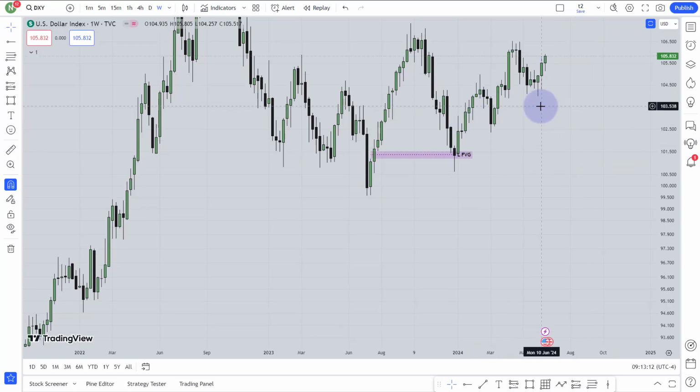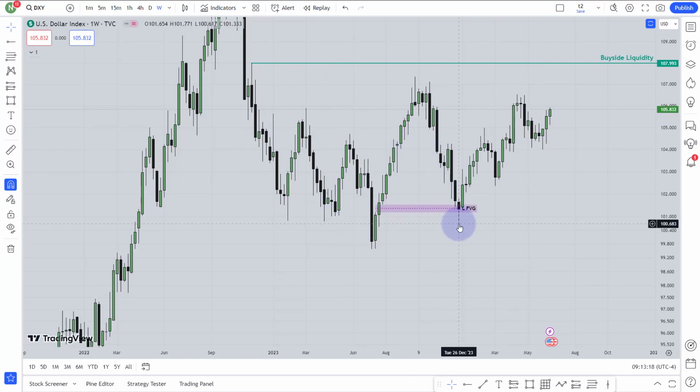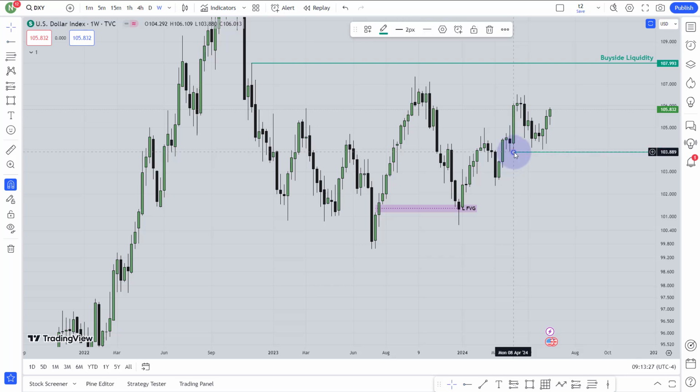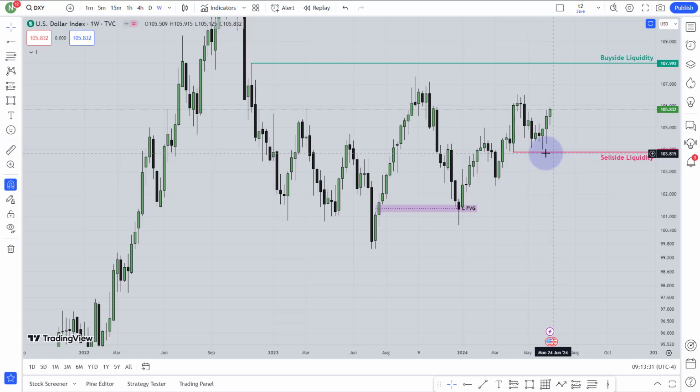Do I have any sell side liquidity? Now if you see over here, this is small price action, you won't see any sell side liquidity except over here. So this is relatively equal lows. A lot of lows are over there. So I'm going to mark this one as a sell side liquidity. So I have this sell side liquidity, but I have this huge buy side liquidity over there.